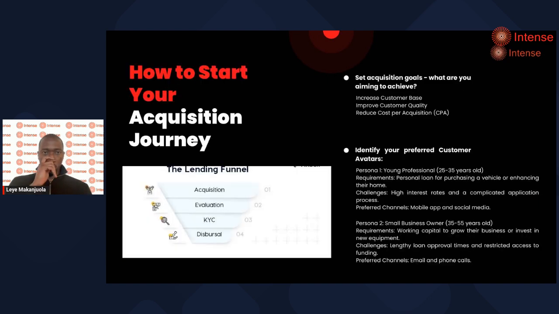So how do you start on your customer acquisition journey? The image here shows the lending funnel. You first of all need to acquire the customer. You need to evaluate the potential customer to see that they are a good fit for your business. And then you need to do compliance, which is KYC. You have to ask for ID, credit score, sometimes guarantor, depending on what lending company it is, and what information they look out for, before you then disburse the loan.